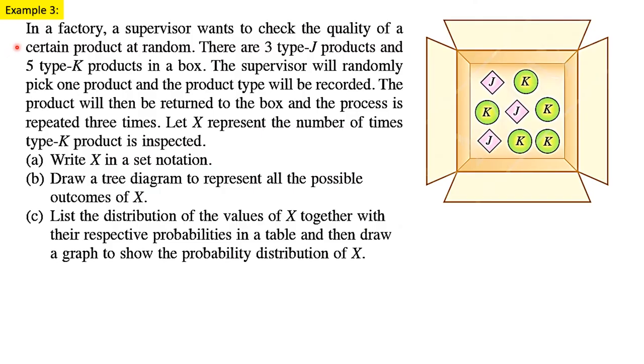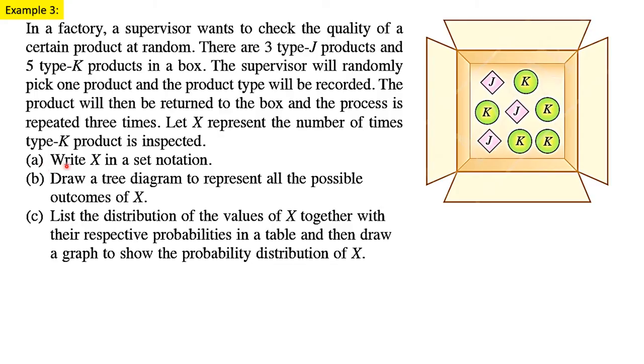Another example, in a factory, a supervisor wants to check the quality of a certain product at random. There are 3 type J products and 5 type K products in a box. The supervisor will randomly pick one product and the product type will be recorded. The product will then be returned to the box and the process is repeated 3 times. Let X represent the number of times type K product is inspected.